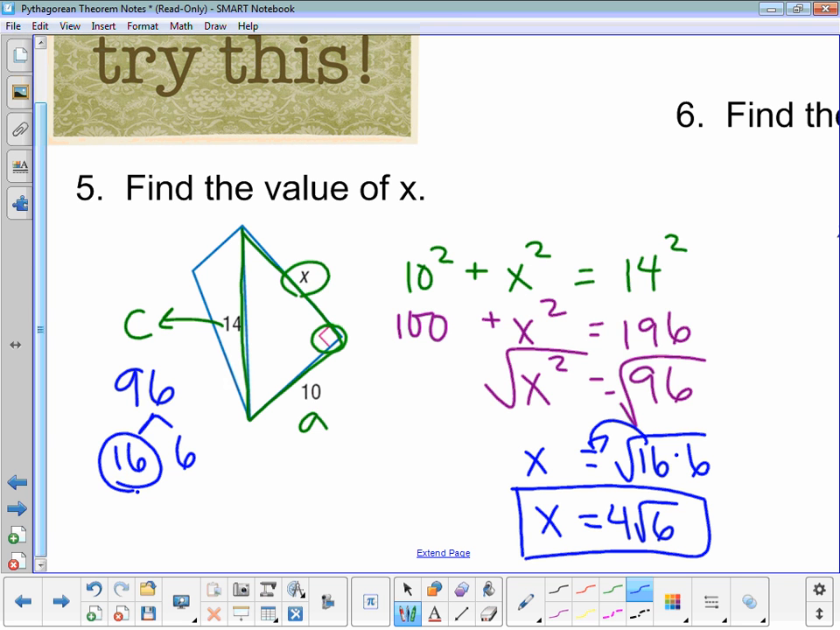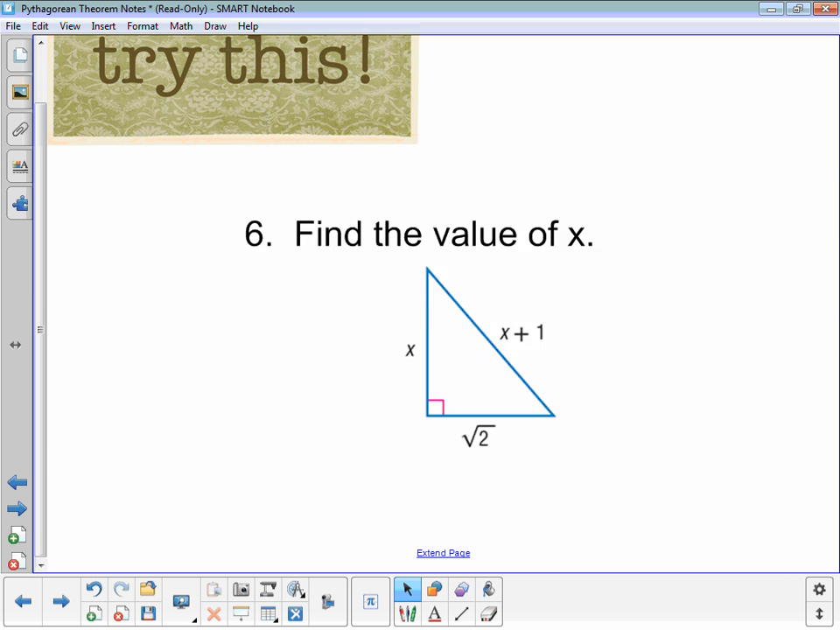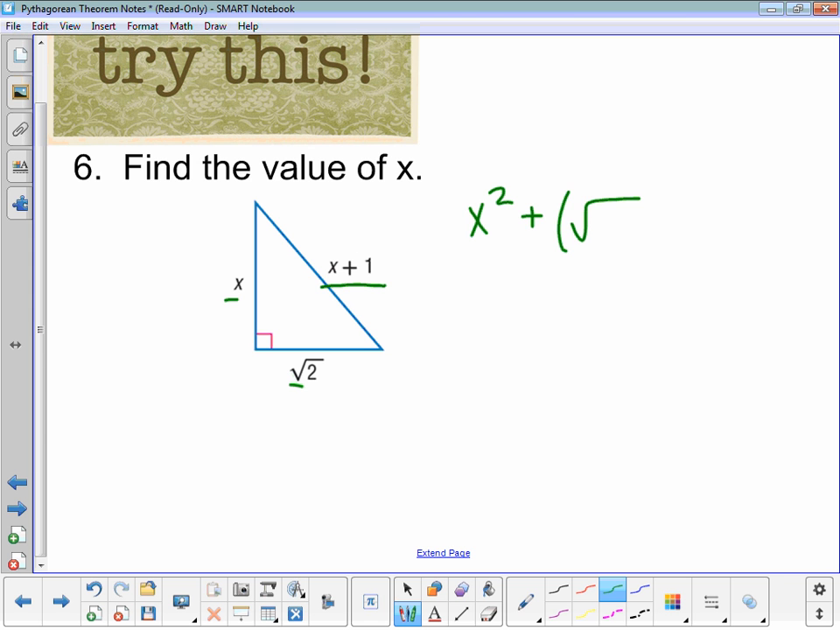Okay. Let's try one more together. In the next triangle, in number 6, I have x on one side, the square root of 2 on another side, and x plus 1 for a third side. And I'm trying to find the value of x. Let's get rid of that. Here, we're going to take a look at number 6. Again, I'm just going to drop these into the Pythagorean theorem. Here are my 2 legs, and that is my C, my hypotenuse. So I have x squared plus the square root of 2 squared equals x plus 1 squared.